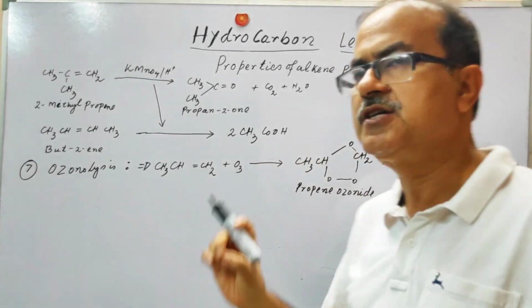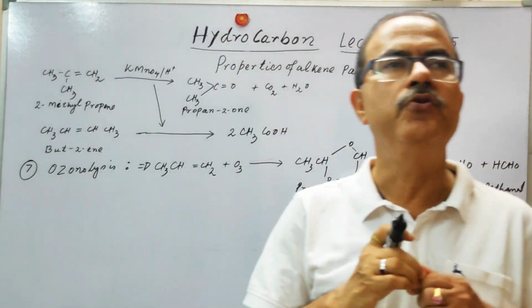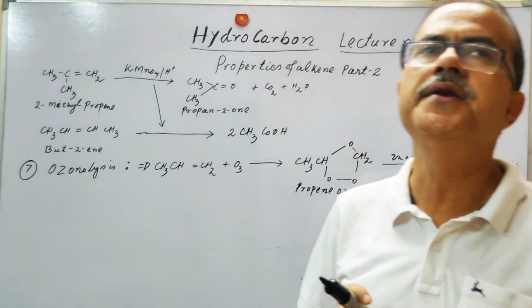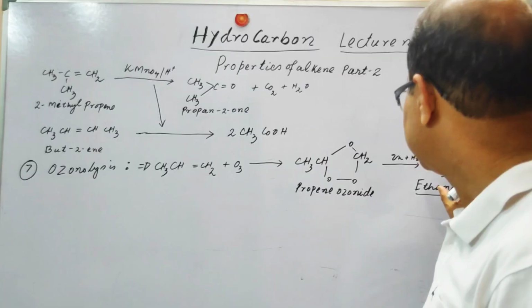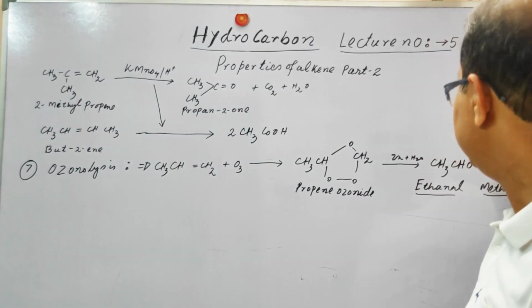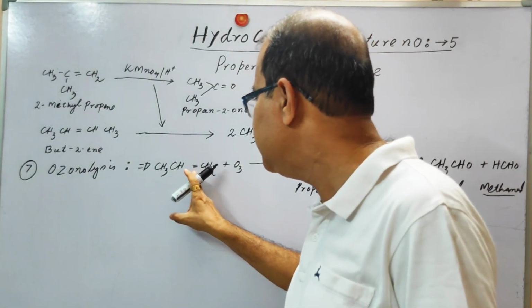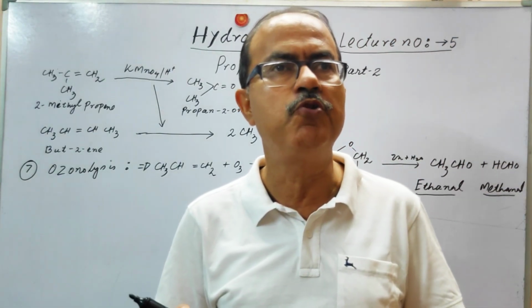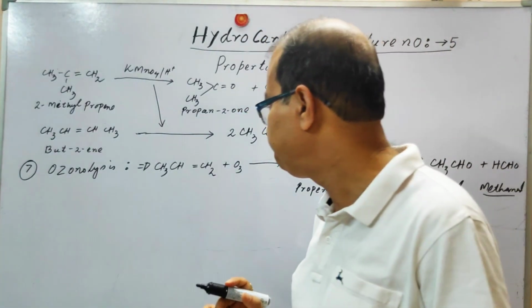The importance of the reaction is that in a hydrocarbon, the position of the double bond can be easily found out from this product. From this product, we can find out that this double bond is in that numbered position. If it is in another position, then the product will be different.